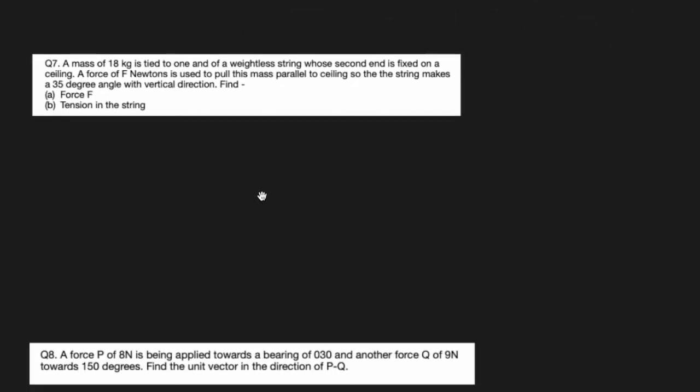Okay. Question number 7. A mass of 18 kg is tied to one end of a weightless string, and the second end is fixed on a ceiling. So this is the ceiling and we have a mass of 18 kg. A force of F Newton is used to pull this mass parallel to the ceiling, so that the string makes an angle of 35 degrees. So the string will go this way.